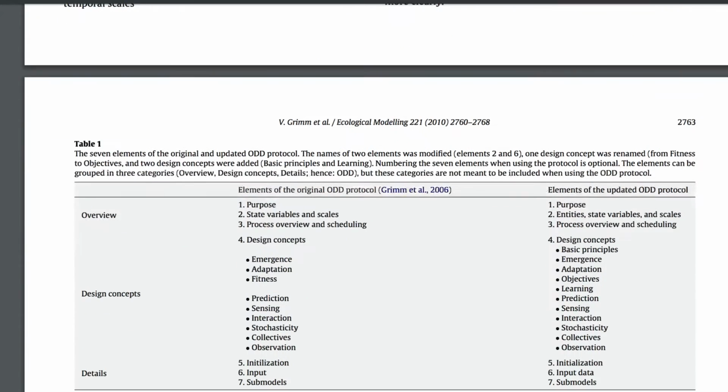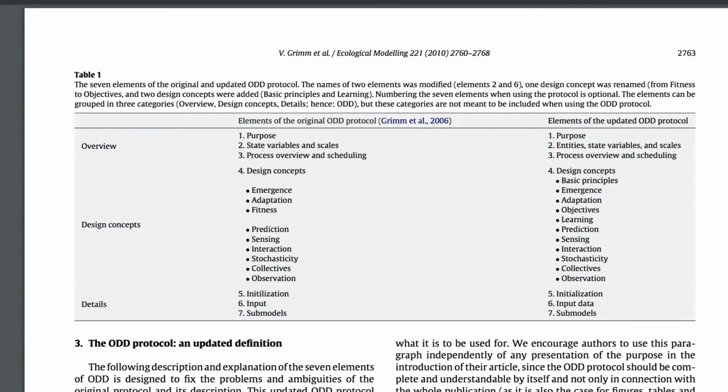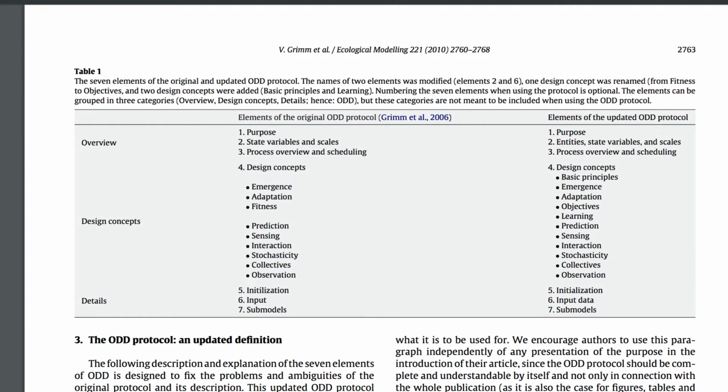So here is the basic ODD protocol, and as you can see, it was originally published in 2006. This version of it was done in 2010. And as it states, the ODD protocol is divided into three components: the overview, the design concepts, and the details. In the overview, you would specify the purpose of the model, the entity, state, variables, and scales, the process overview, and scheduling.